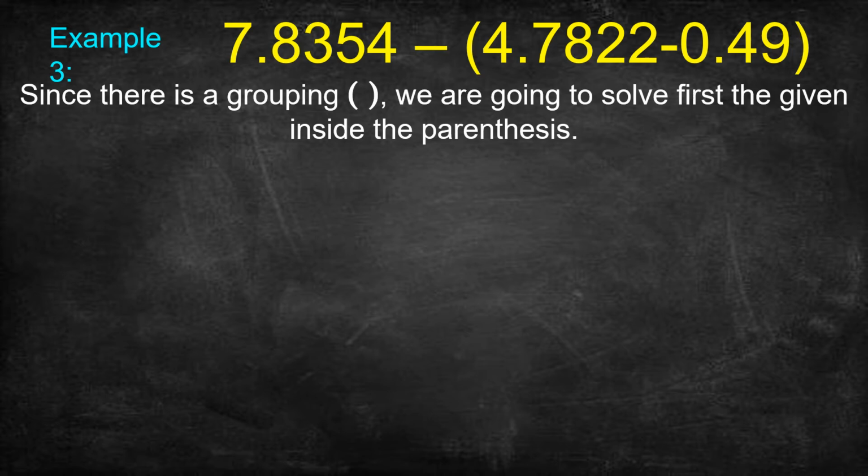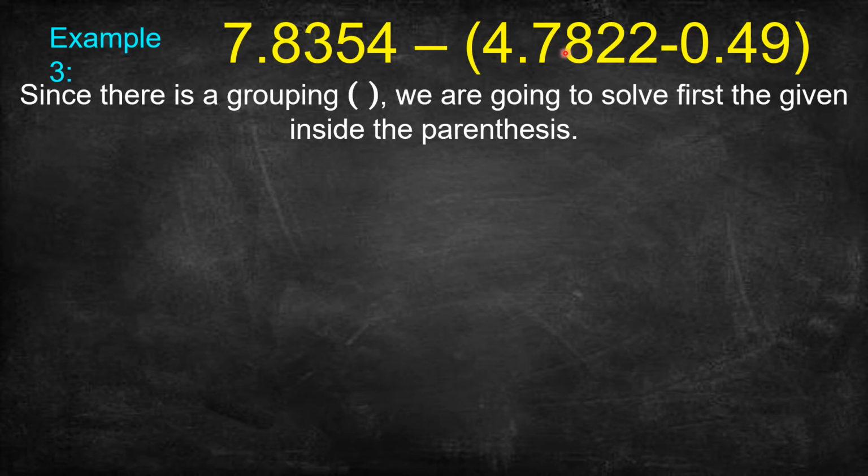Just like the PEMDAS rule. Diba? Sa PEMDAS rule, inuuna natin yung merong parentheses and exponent. So, dahil dito sa given natin, meron tayong parentheses, siya muna yung ating uunahin. So, in order to solve this, isa-solve muna natin yung nasa loob ng parentheses, which is the 4 and 7,822 10,000s minus 49 hundredths.